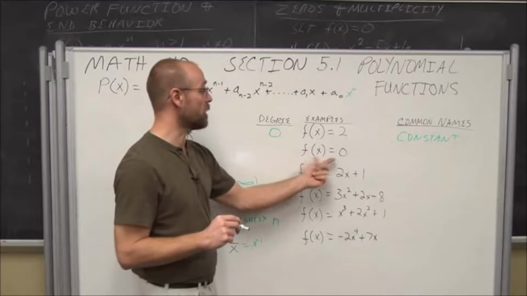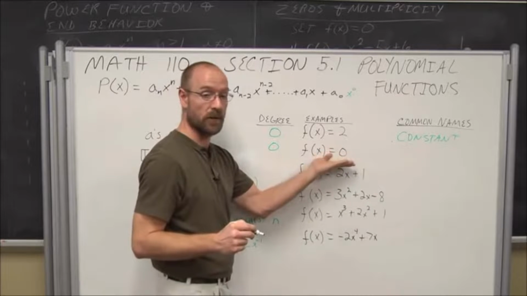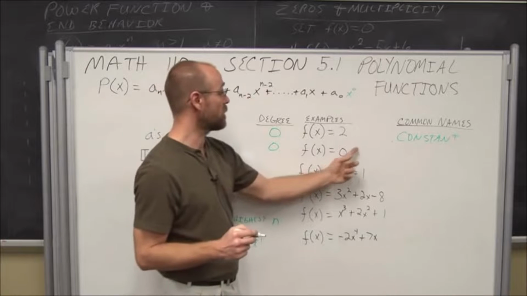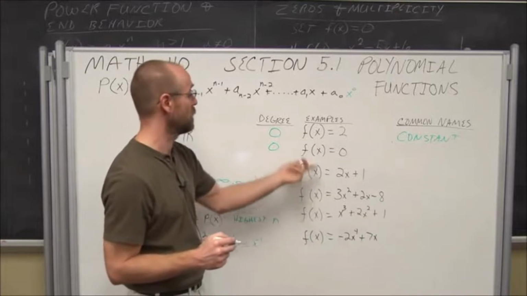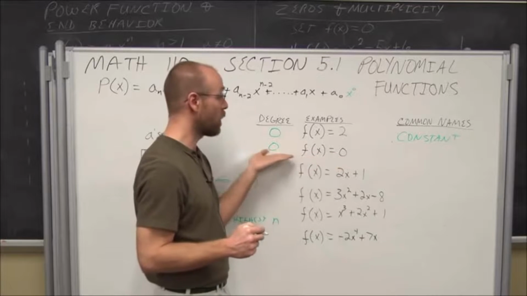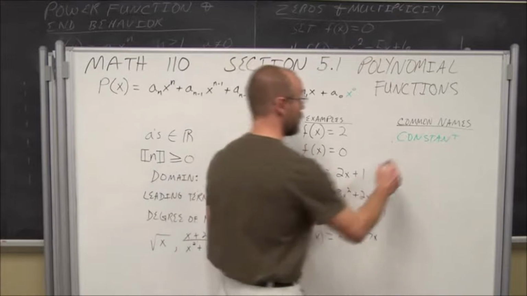Well, this one here, it's also degree 0, because I could say x to the 0, introduce an x value, so it is in a polynomial form, but it's x to the 0 power. It's just a constant. Well, this is a special constant. f of x equals 0. This describes our x-axis, where y is 0. We call this the zero function.